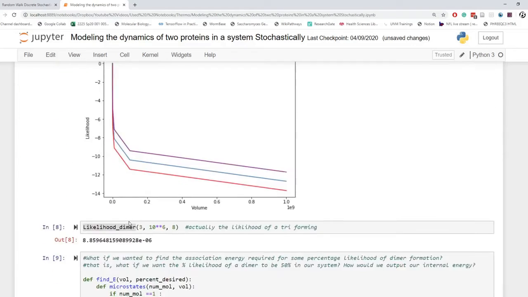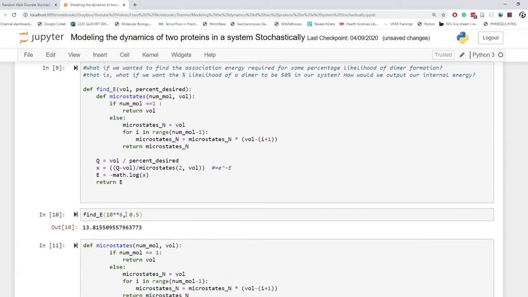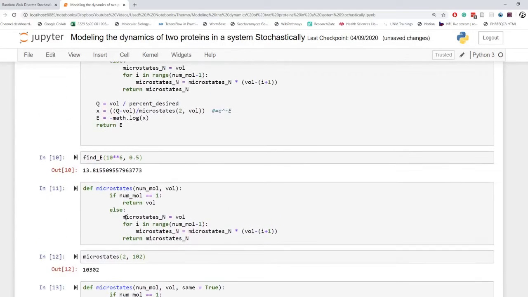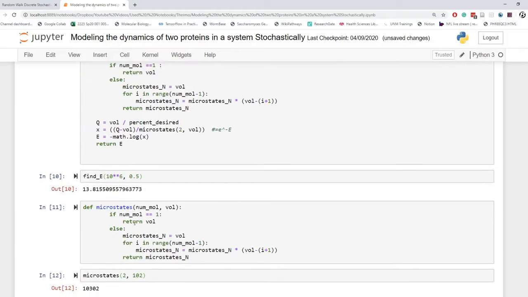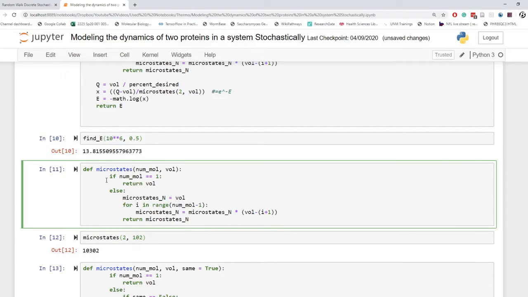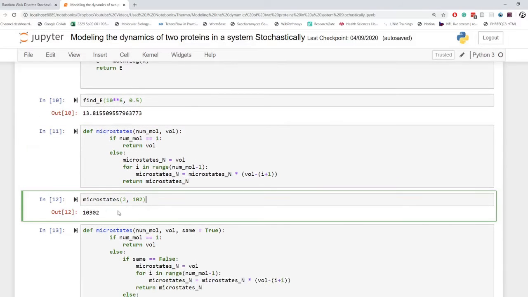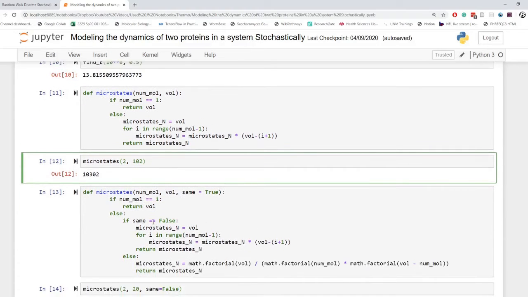Let me show you. So down here, let's see, where am I? Yeah, so right here, we found E in the last video, and now right here. And so this was our microstates definition. Number of molecules, volume. If number of molecules equals 1, we return it, and then we have our definition for, well, it really works for just 2 number of molecules, but it's okay. And so if we run 102, we get a lot, but this assumes that these 2 molecules are different.